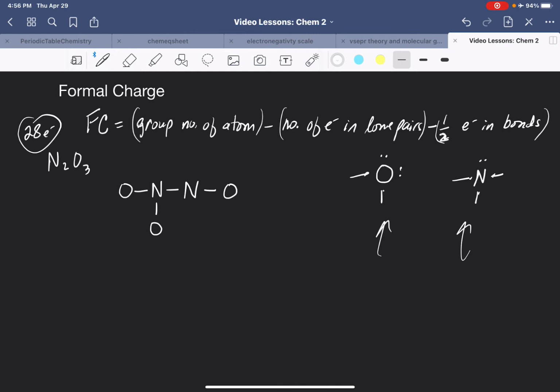So which oxygens? Well, I don't know. Definitely this one. Now the question is, do we double bond this one here or this one here? Well, if you look at it, they're both single bonded to the same nitrogen.